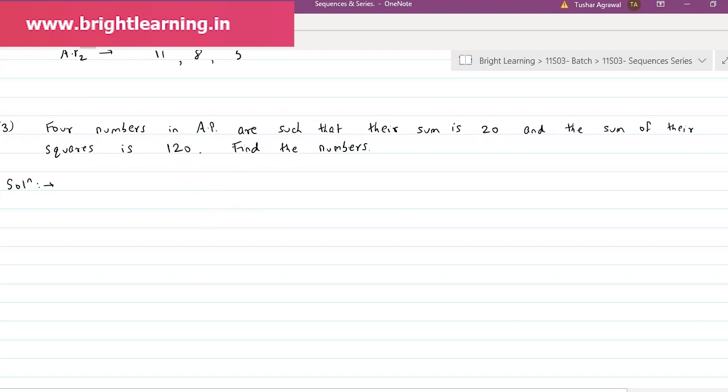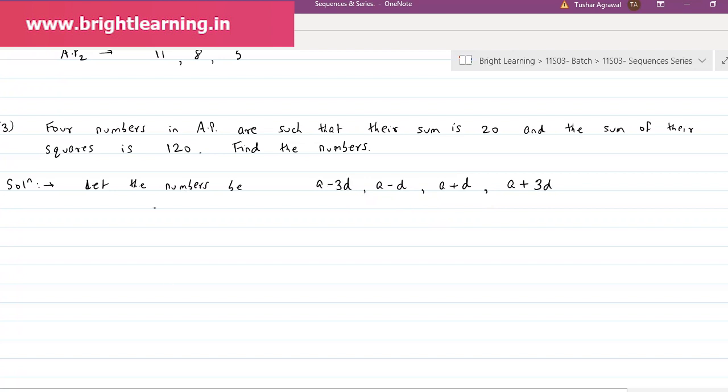Okay. So four numbers are in AP. So let the numbers be A minus D, A plus D. These are the middle two terms. And the next term will be, sir, A. Here the common difference becomes 2D. Can you see the next term and the previous term difference is 2D? The difference is 2D, so the next term will be A plus D plus 2D, so it is A plus 3D, and A minus D minus 2D, so it is A minus 3D.